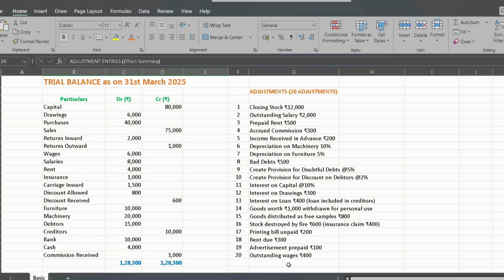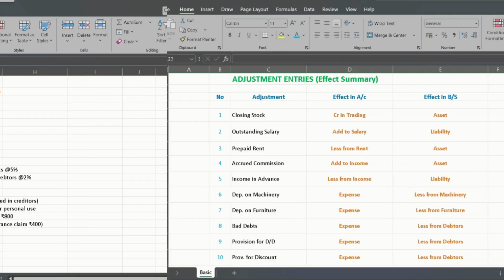So this is the question: trial balance as on 31st March 2025, particular debit column and credit column, with 20 adjustments. If you start the sum, first you see the trial balance and on which side each entry is in the final accounts, and then you see the given adjustment entries and which side they affect in the final accounts. First you will make a note of the adjustments and then begin solving the problem.